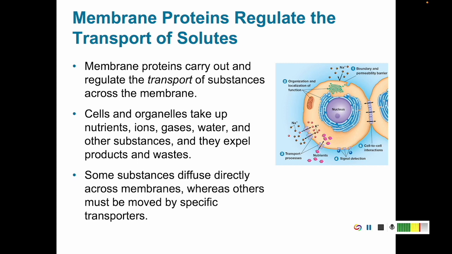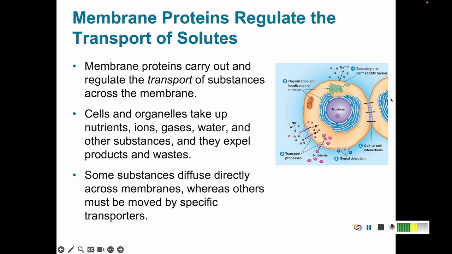Some things are going to be able to diffuse straight across the membrane, things that are small, nonpolar, uncharged, things like oxygen and carbon dioxide. They can typically just diffuse right through that plasma membrane and reach an equilibrium between what is in and out of the cell. Some things are going to require specific transporters.